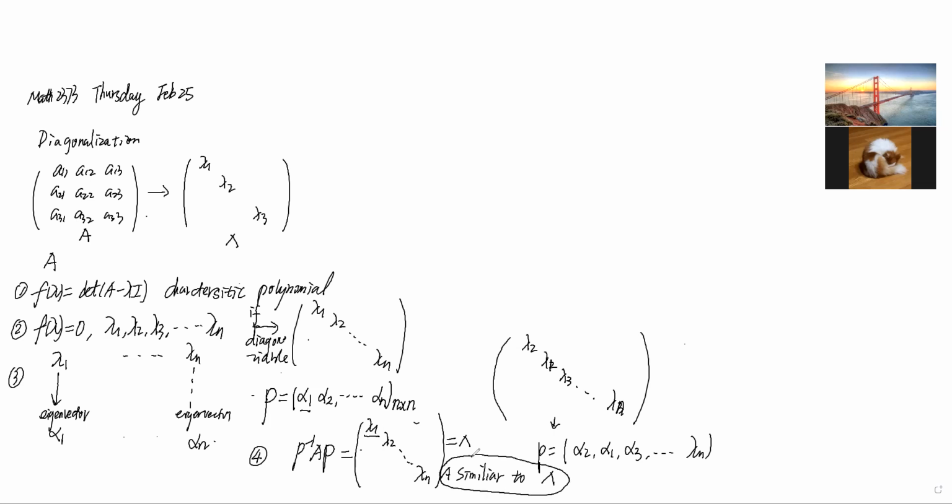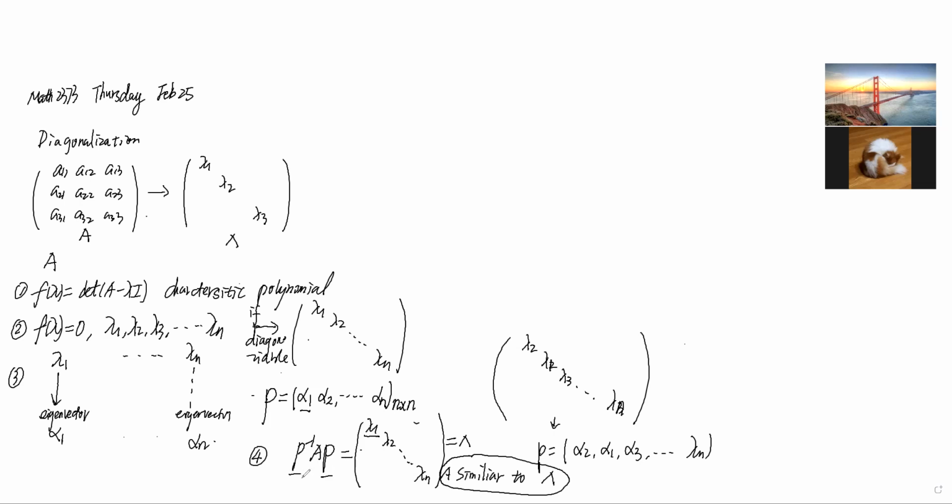Today, first you have to know how to solve the equations. I think last time I already talked about this, solving the equations. And today the new topic is how do you find the diagonal matrix? And how do you find the P?